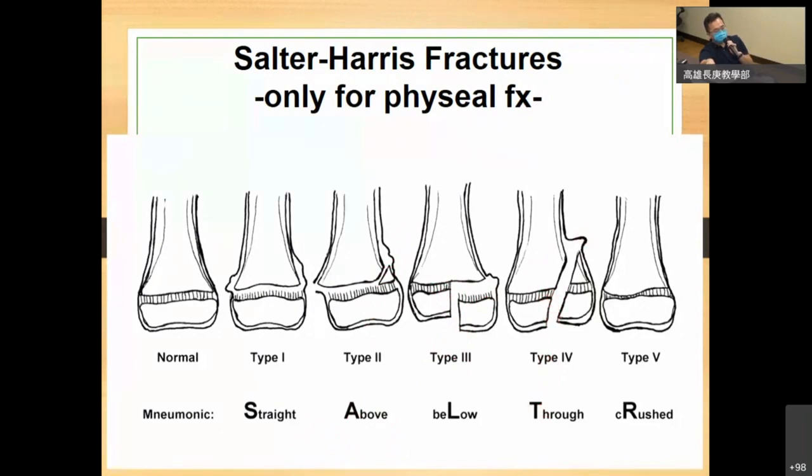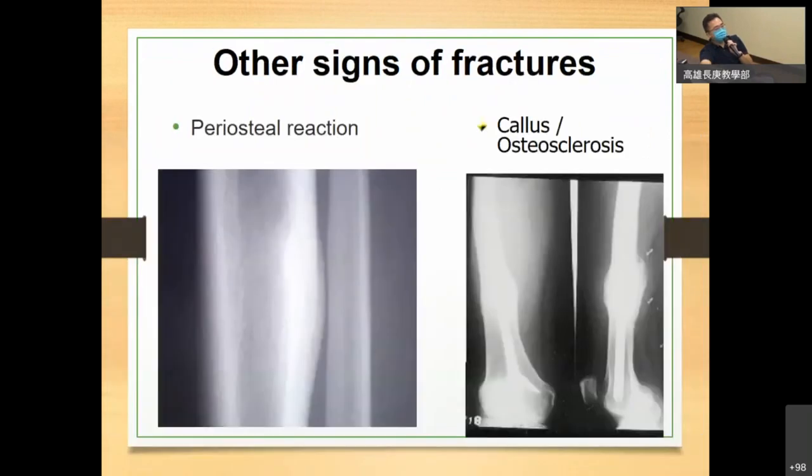Okay. Now R means crushed. Crushed is type five. Type five means the physis was crushed by an impaction force, means the physis was impacted. So, the Salter-Harris fracture, okay.